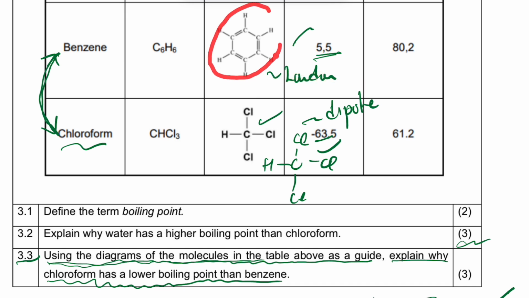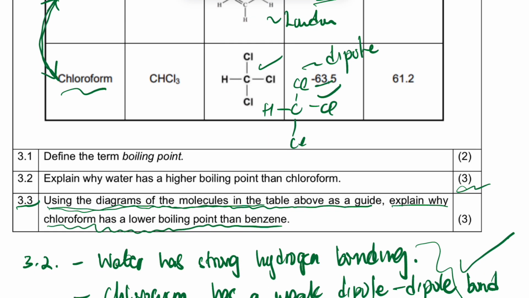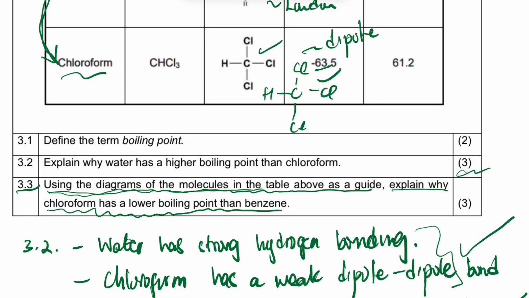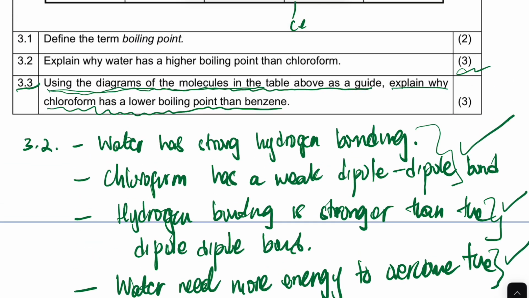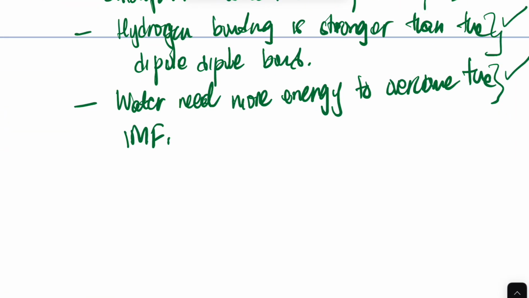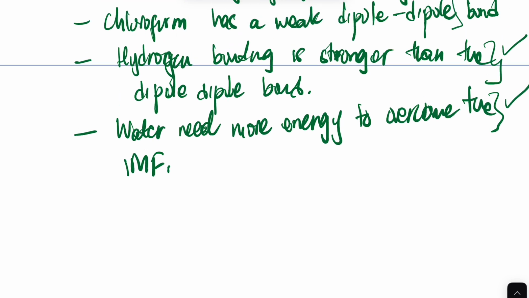Do you see this one? It's bigger. It occupies a lot of space. It has a greater area. This one has a smaller area. So what are we going to do in 3.3?